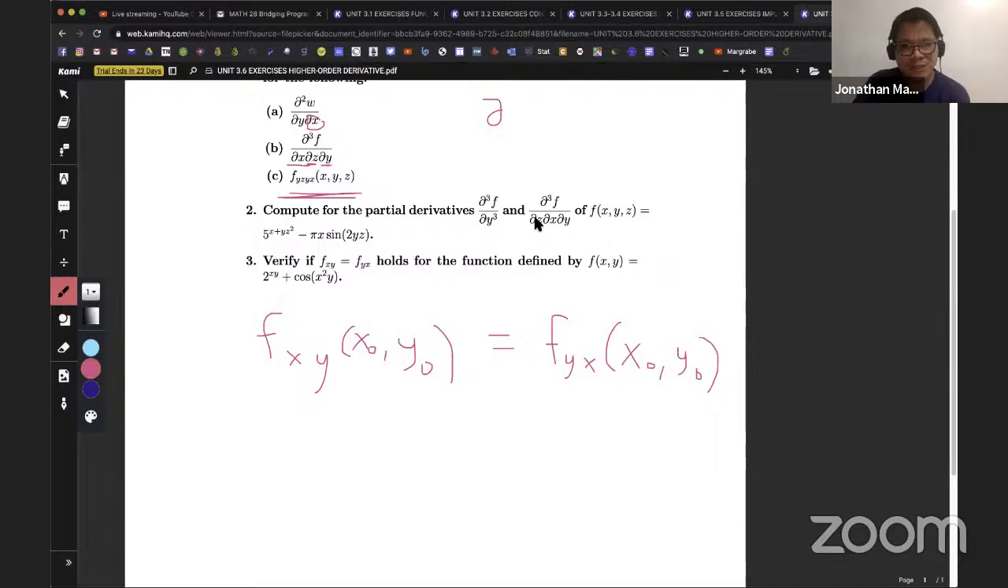Doon sa mga sumagot na natapos na nila ang 3.6. Yan nga natin.